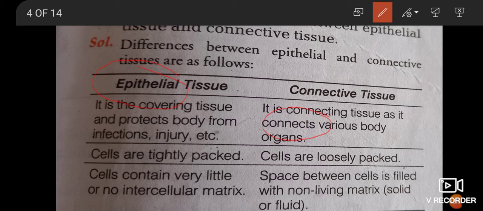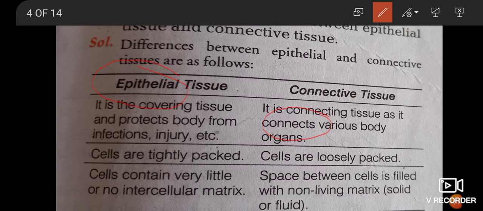Whereas connective tissue cells are loosely packed. Most probably the cells of this connective tissue are present in a matrix. Either that matrix is jelly-like or fluid, or sometimes it is solid, but cells are definitely present in one kind of matrix. So cells are loosely packed inside the matrix.